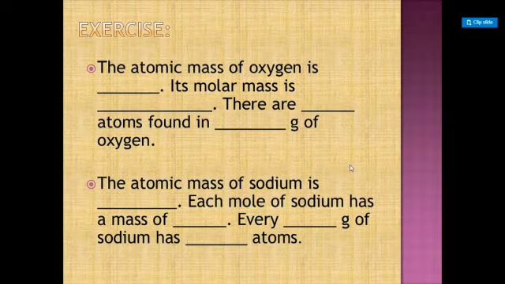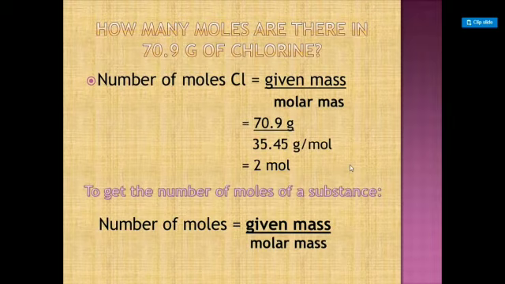Atomic mass of oxygen is 16. Molar mass is equal to atomic mass, 16. How many atoms are there? 6.022 into 10 to the 23 atoms are found in 16 gram of oxygen. Same, sodium atomic mass is 23, so molar mass is also 23. Every 23 gram of sodium has 6.022 into 10 to the power 23 atoms.